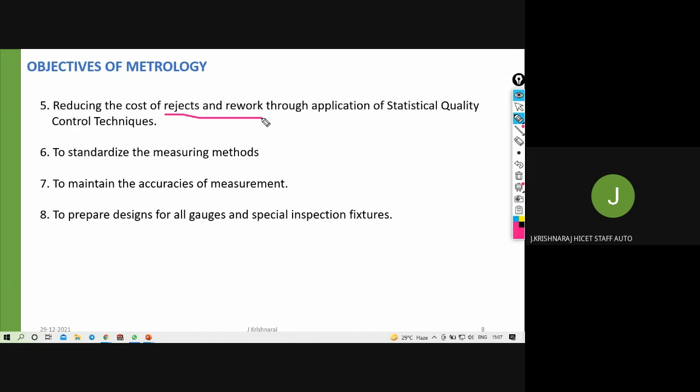In terms of mass production, you know very well about the go gauge and the not go gauge. While going for mass production, for example, when IC engine cylinders are produced, we cannot use instruments like a depth gauge for all the measurements.